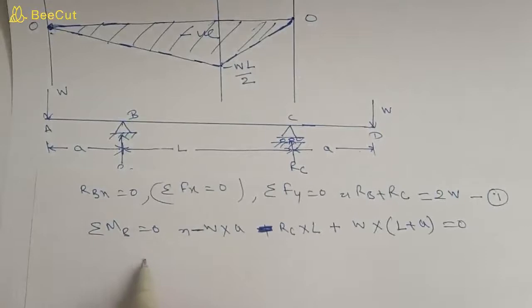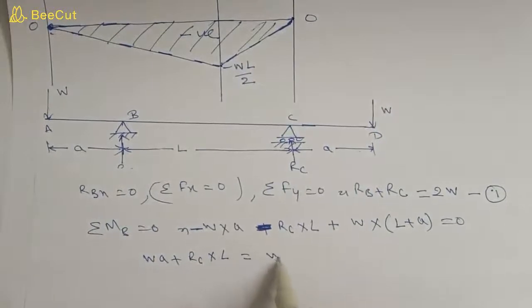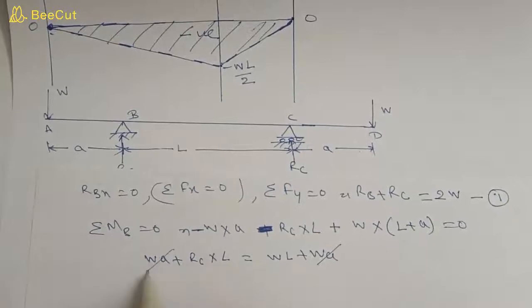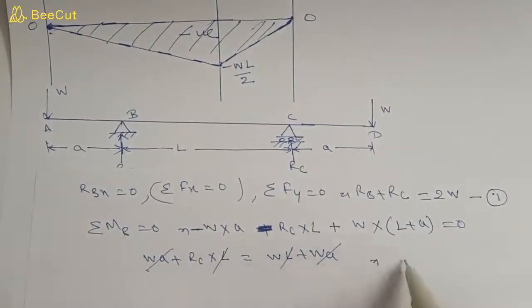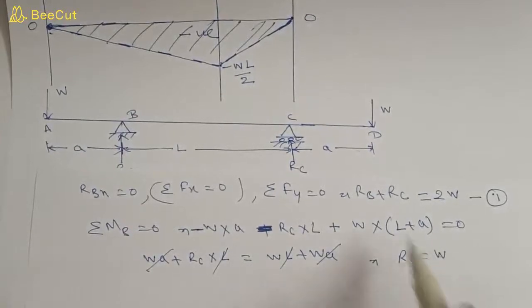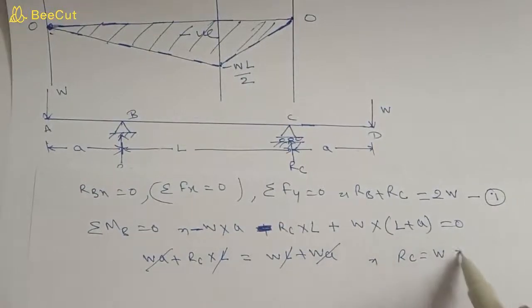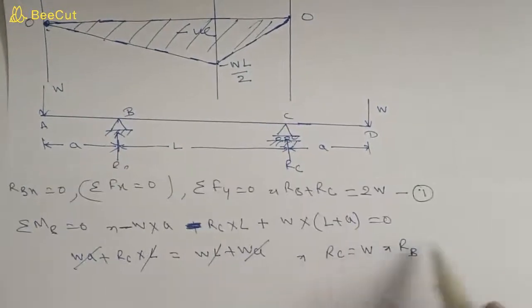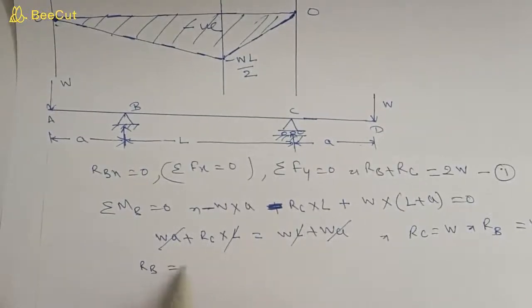So we will get W into A plus RC into L is equal to W into L plus W into A. So W into A will cancel each other, and L will cancel L. RC is equal to W. So if we put the value of RC in equation 1, we will get RB is equal to W. So we got RB equal to RC equal to W.